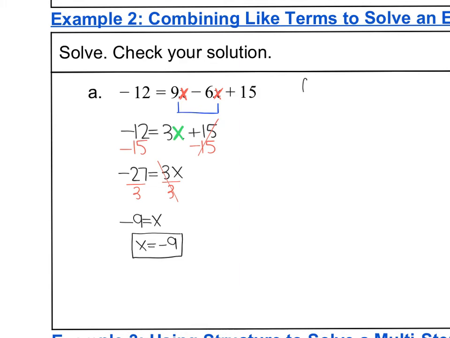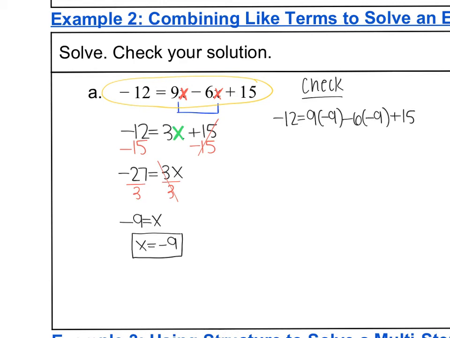Okay? Again, when we go back to our check, we have to go up to the very original problem, before I combine like terms or anything. That's what I'm going to use for my check. So negative 12 equals 9 times negative 9 minus 6 times negative 9 plus 15. At this point, I want you to grab your calculator or open up Desmos because we're going to check this on our calculator. I want you to type all of this in exactly as you see it with parentheses and negatives and everything like that. And you should be getting that all equals negative 12, so it checks out.